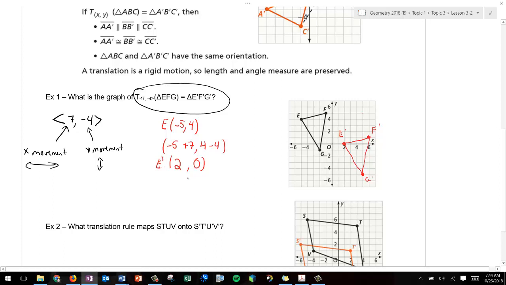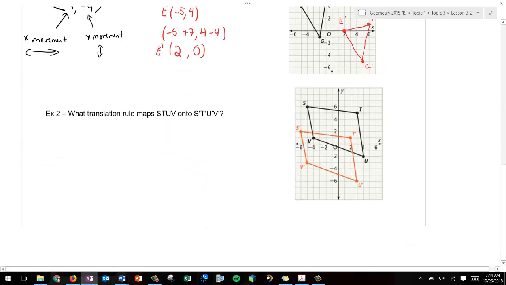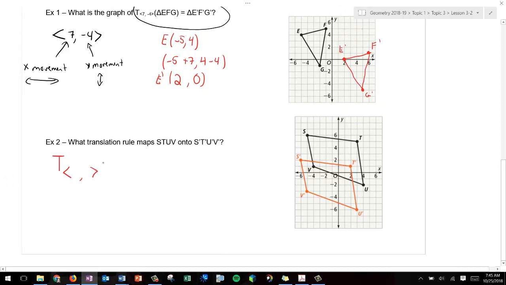So you can do it either way. If you want to do it mathematically, that's fine. If you want to do it just by using the picture, that's fine as well. Now we have to write our translation rule for this second one. So we're going to need a capital T, and then I'm going to put in my little brackets. So we need to figure out what's happening. And they told us that we're mapping S, T, U, V, and that becomes S prime, T prime, U prime, V prime. So our translation rule is all set up. Now we just have to figure out what happened.